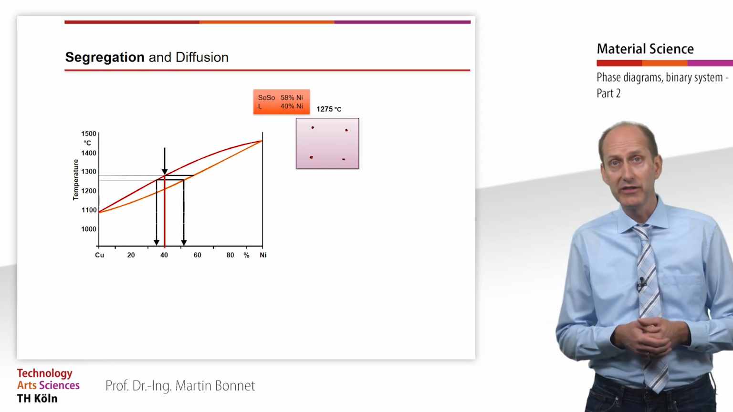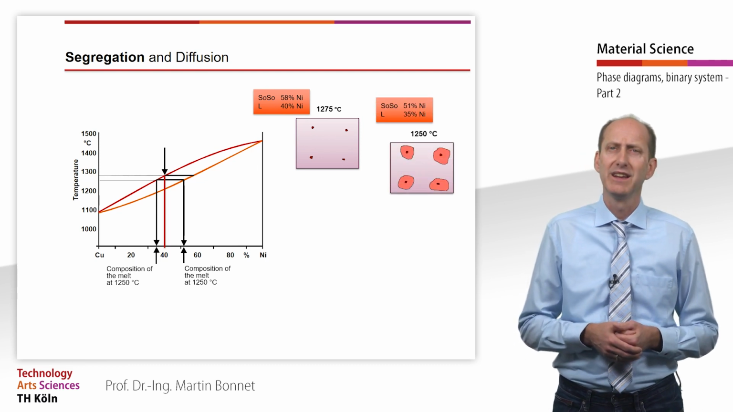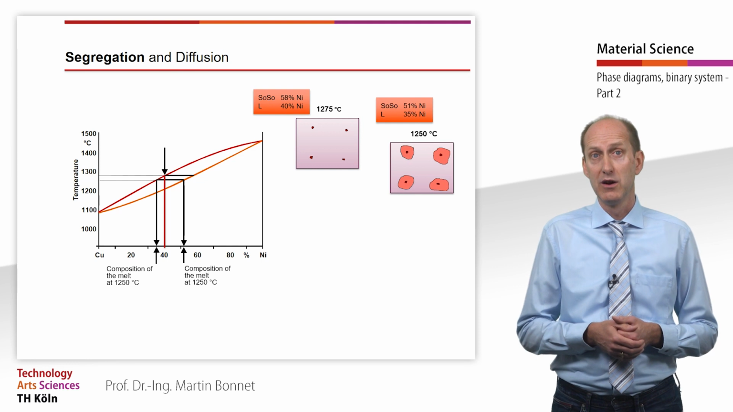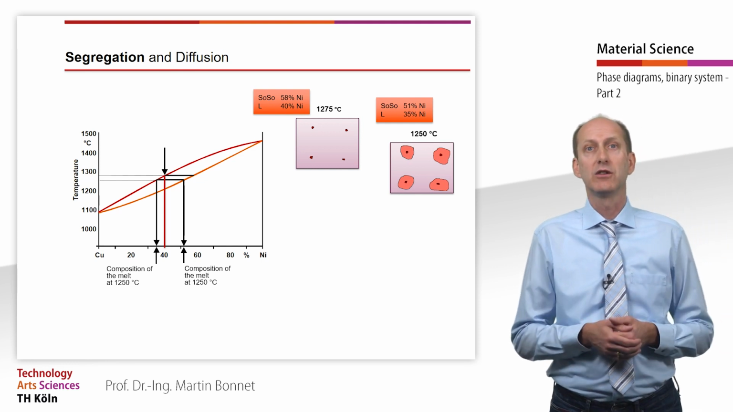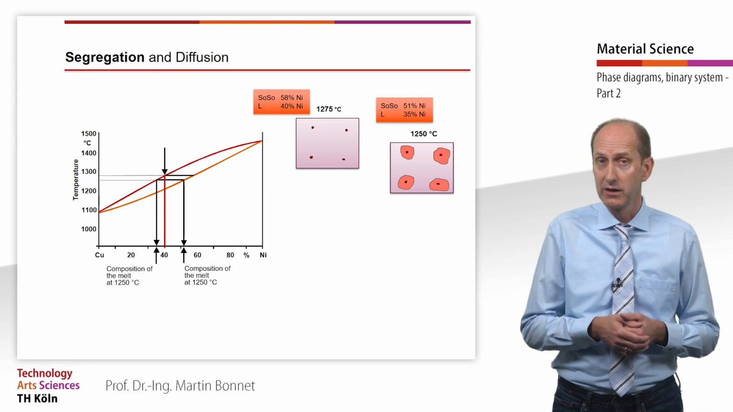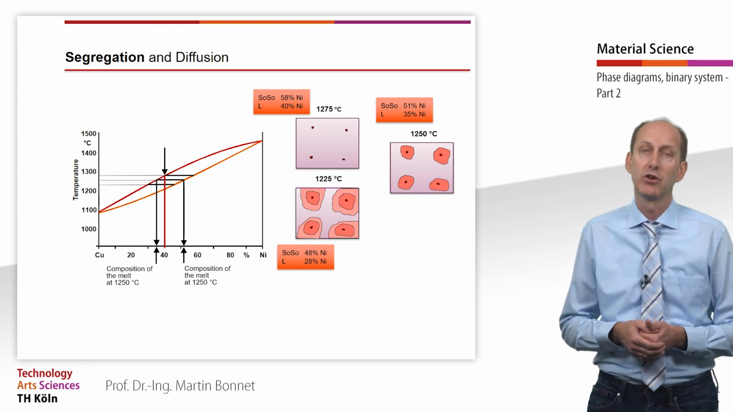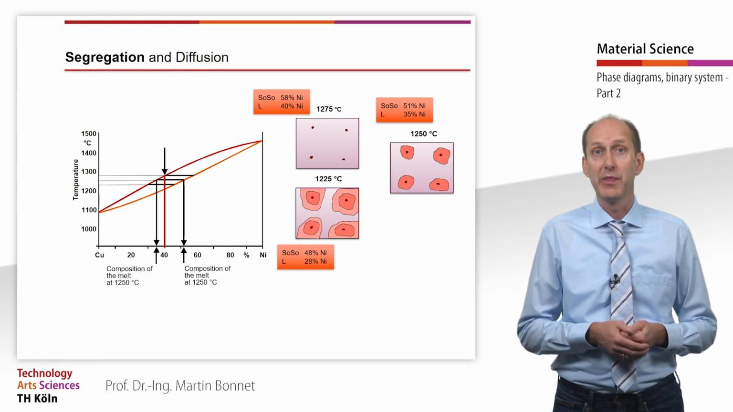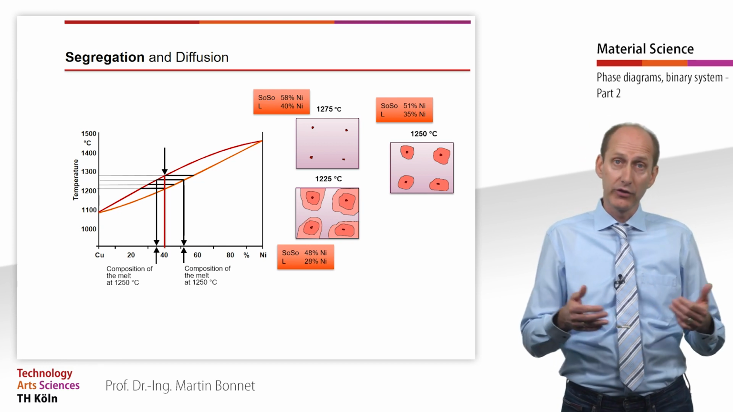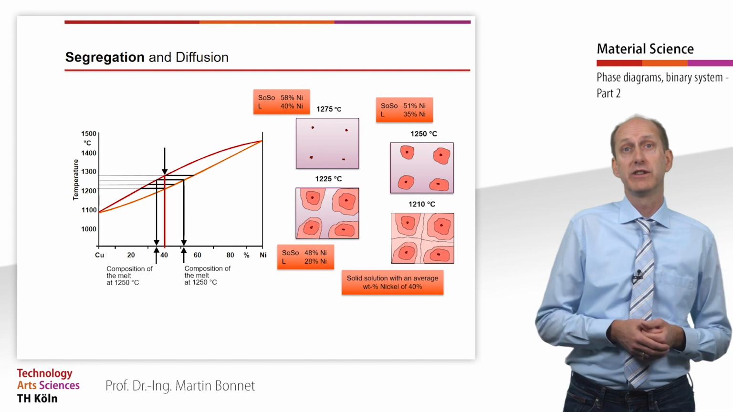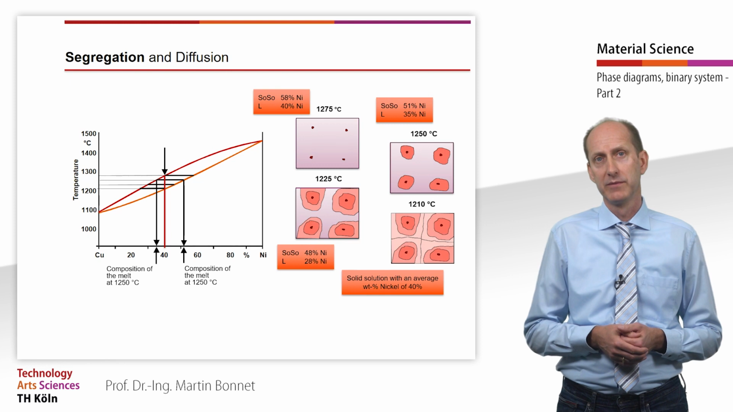At 25 degrees Celsius less, the average nickel concentration in the solid solution is only 51%, whereas the melt is depleted of nickel and only has a nickel content of 35%. Another 25 degrees Celsius lower, the solid solution average nickel content is 48%, and that of the melt is only 28%. At the end of solidification, the average nickel content of the solid solution must, of course, be 40%.